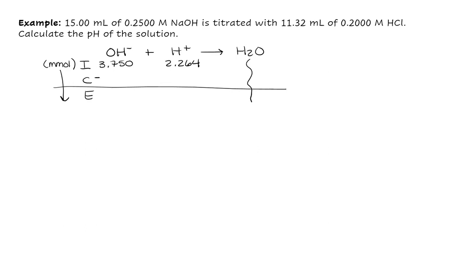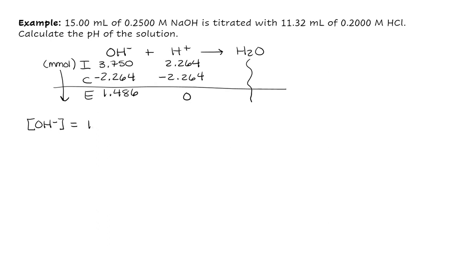Subtracting the smaller number, we subtract 2.264 from each reactant. That means our hydrogen ion goes to 0, and subtracting for our hydroxide, 3.750 minus 2.264, rounded to 3 decimal places because of subtraction, gives us 1.486 millimoles. Our next step is to calculate the hydroxide ion molarity.